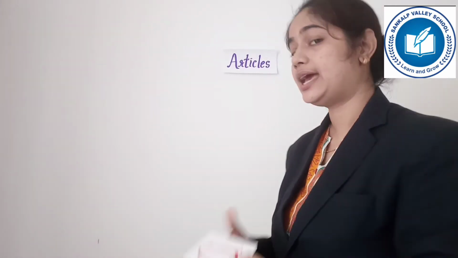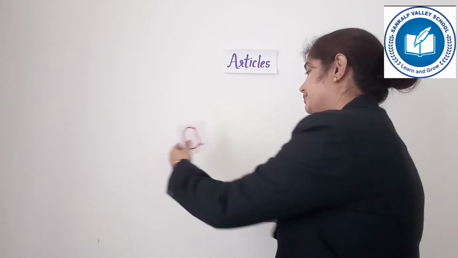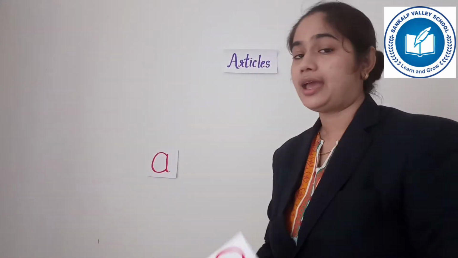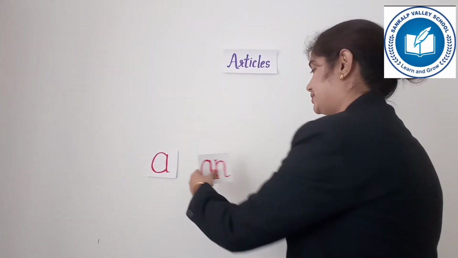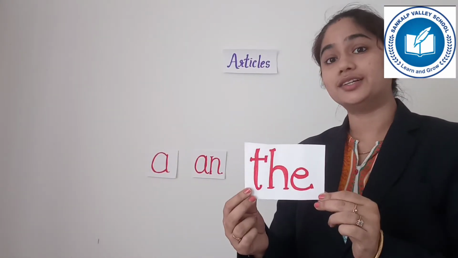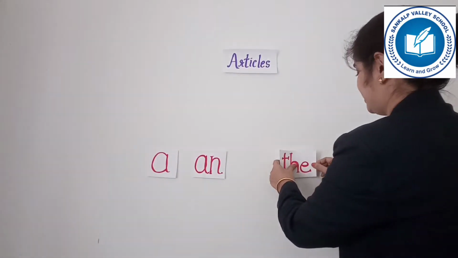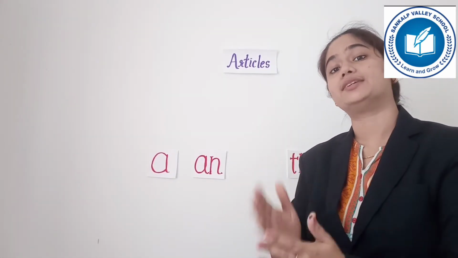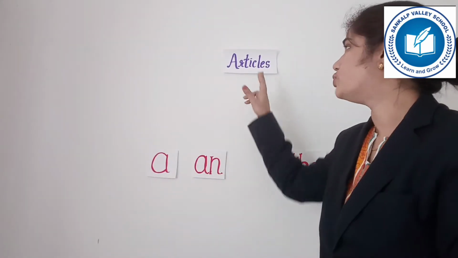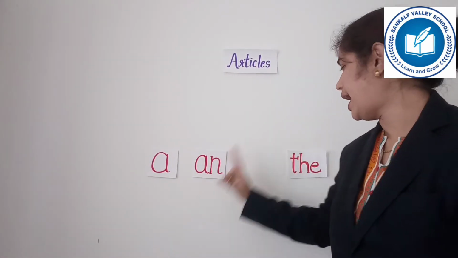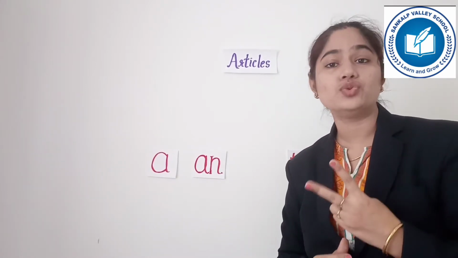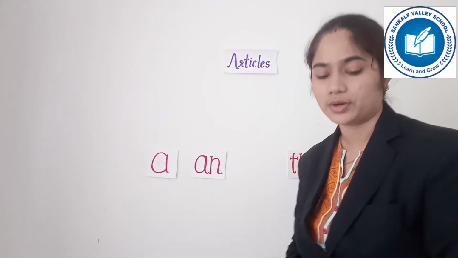It is a, an, the. Okay, the. So it is a word that modifies a noun and it is used before a noun. So what are those words? It is a, an, the. Now articles are also of two types. Okay, two types. What are those?